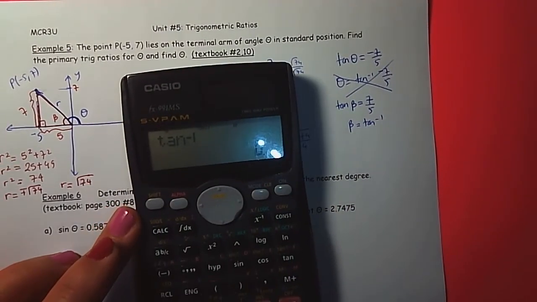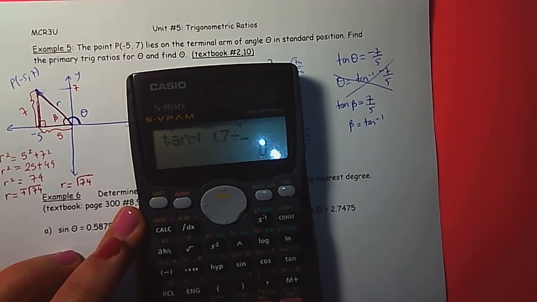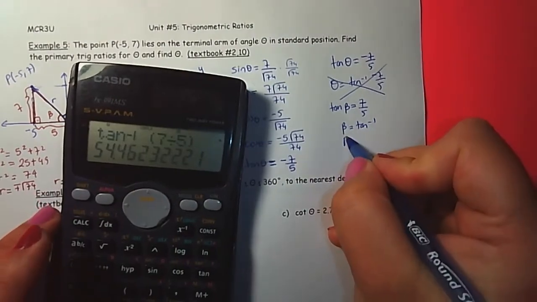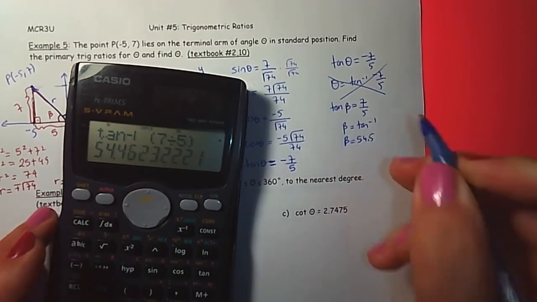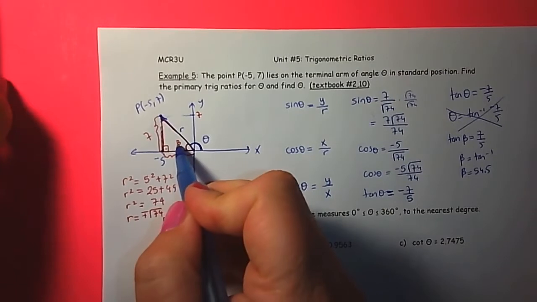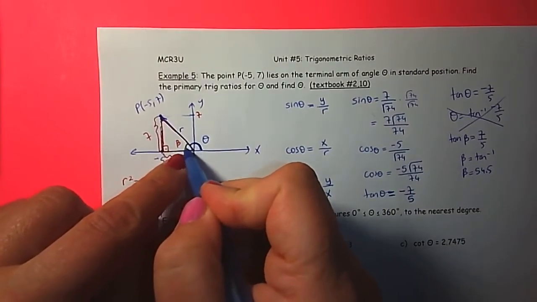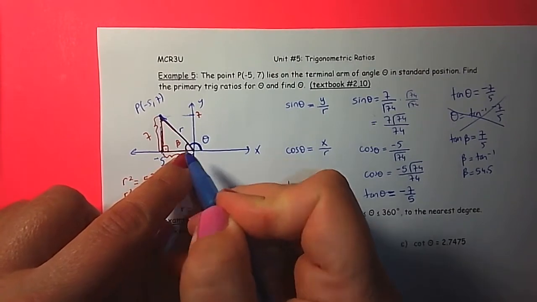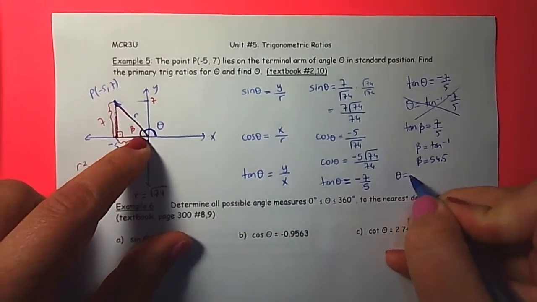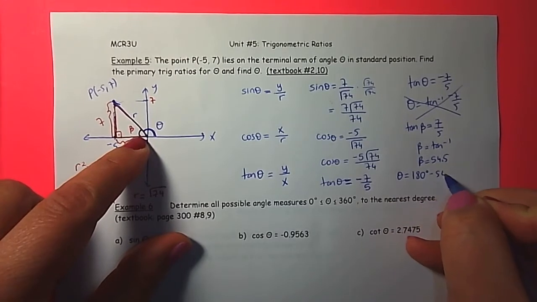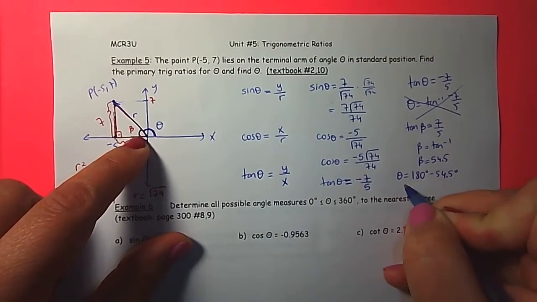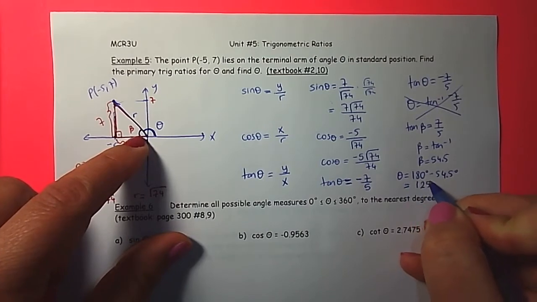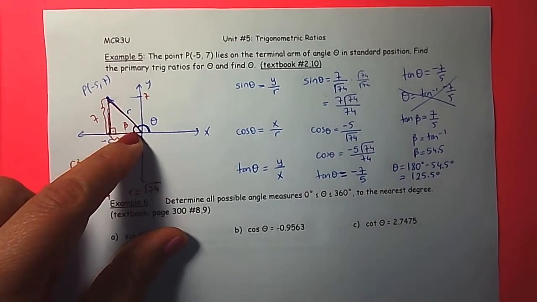Tan inverse of 7 over 5 gives us 54.5 degrees. In this picture, you can see that 54.5 degrees is here. Then to get theta, I need to subtract that beta from 180. So theta is 180 minus 54.5. If we do the subtraction, we get 125.5 degrees.